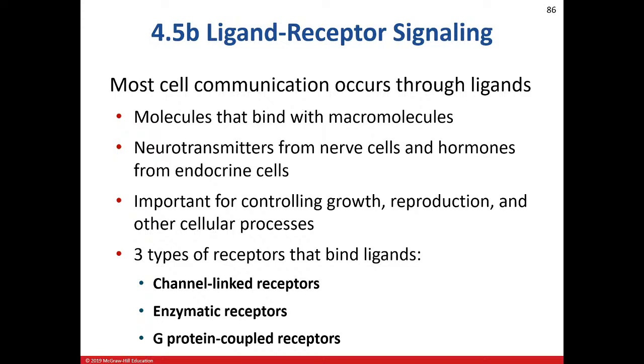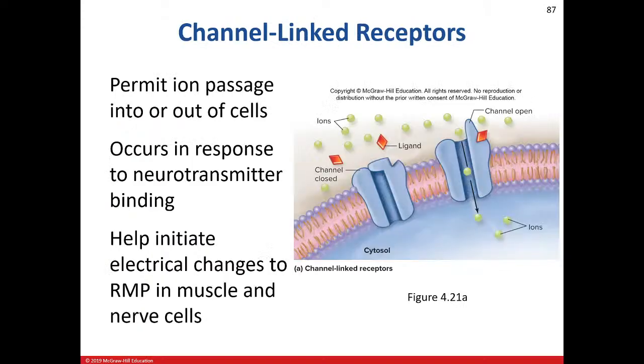Most cell communication occurs through ligands, molecules that bind with macromolecules. Neurotransmitters from nerve cells and hormones from endocrine cells will bind with receptors. Those are ligands that bind to receptors. And they're important for controlling growth, reproduction, and other cellular processes. The three types of receptors that bind ligands are channel-linked receptors, enzymatic receptors, and G-protein coupled receptors.